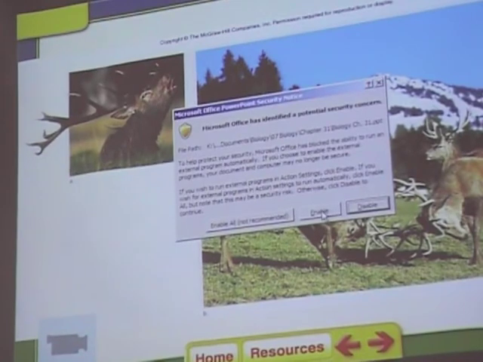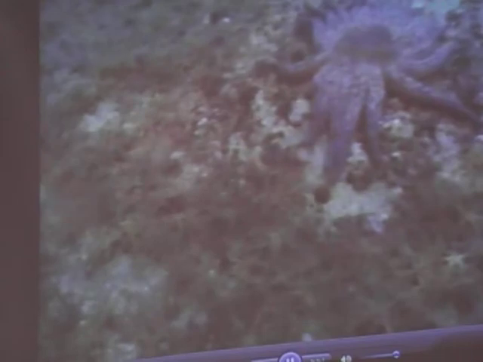Why is the top left picture of the antlers out of the picture? I don't know. It's just the way they made that picture. Good question.